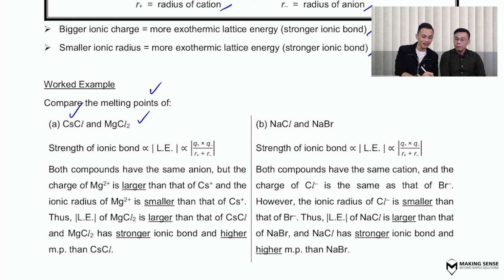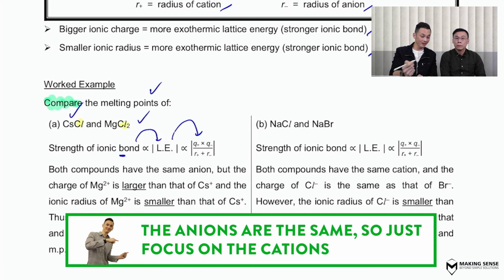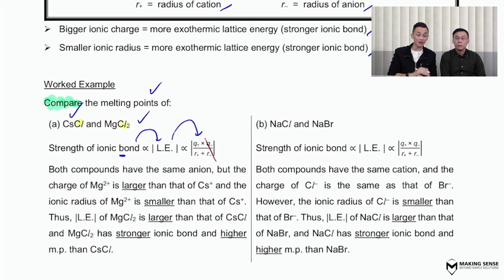You can see the strength of the ionic bond depends on the magnitude of the lattice energy, which depends on the formula that Mr. Yap has already gone through with us. Also note the English: compare means you will observe the difference between them. Now you do realize the anions, the Cl, are the same in both cases, right? So the anion is not going to be a factor in this case, we're just going to cross them out.